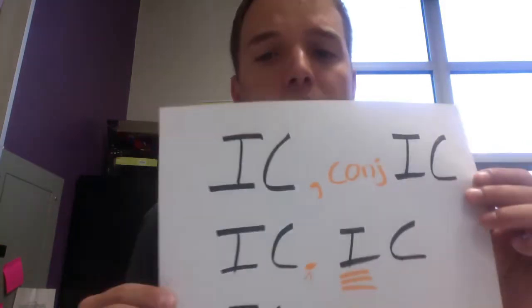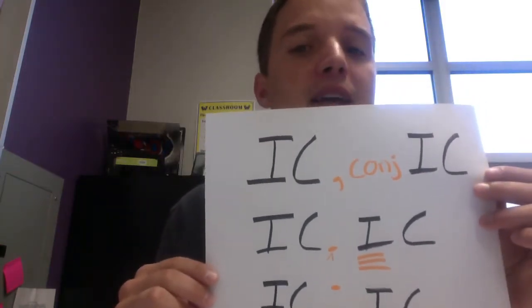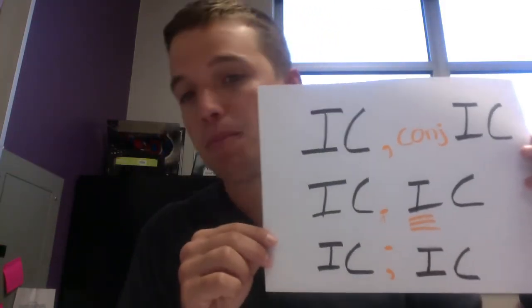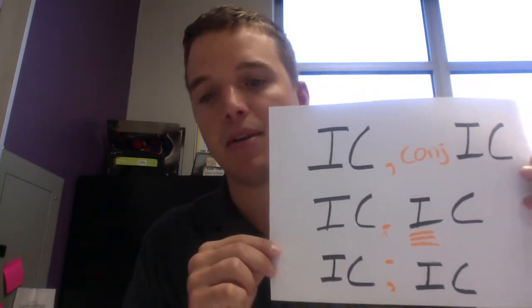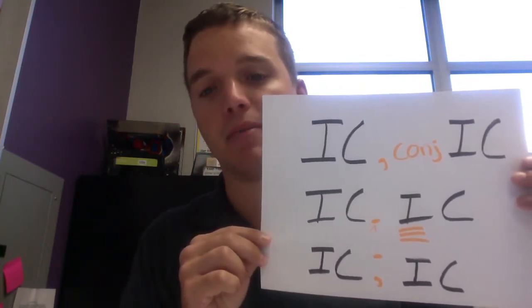Now remember, the other type of sentence that we've been talking about is a compound sentence. And there's three different ways that you can punctuate two independent clauses when you bring them together. Those three ways are with a comma and a conjunction, a period and a capital letter, or just a semicolon.